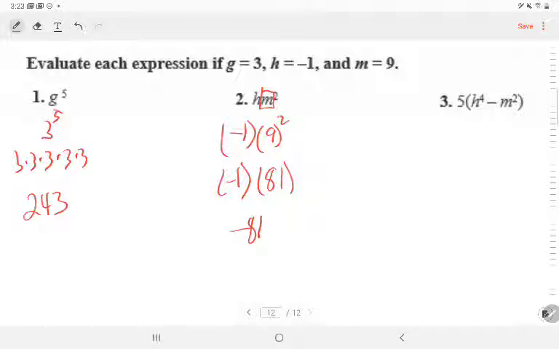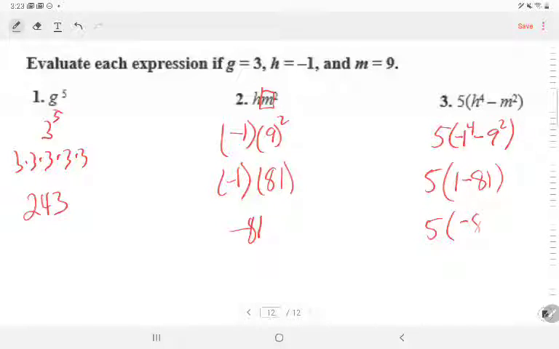Okay? All right. Then we have 5 times h, which is negative 1 to the 4th power, minus 9 squared. So negative 1 to the 4th would be positive 1, and 9 squared is 81, so that gives me 5 times 1 minus 81, which is 5 times negative 80, which would give me negative 400.